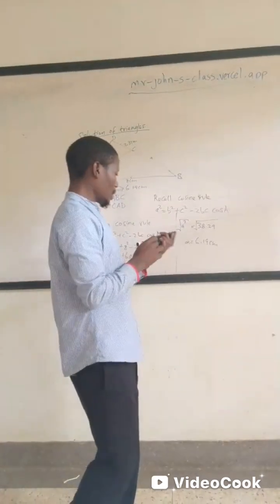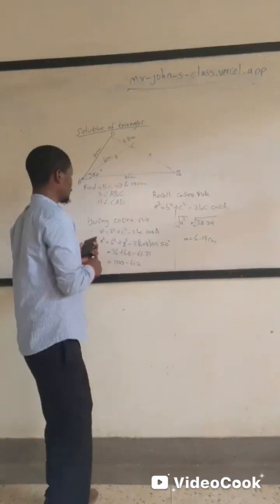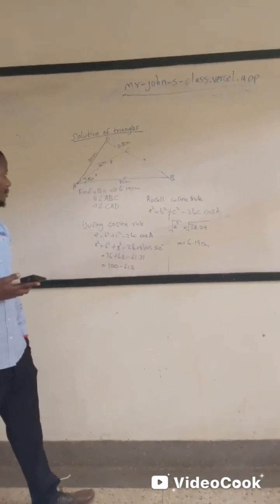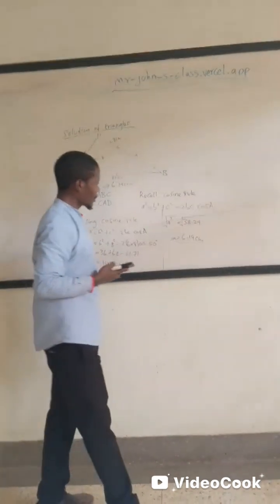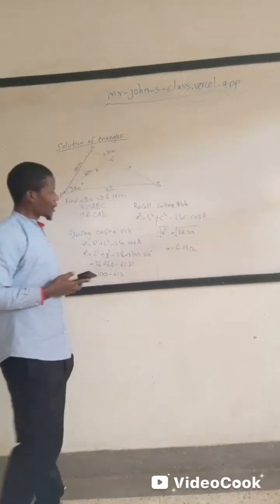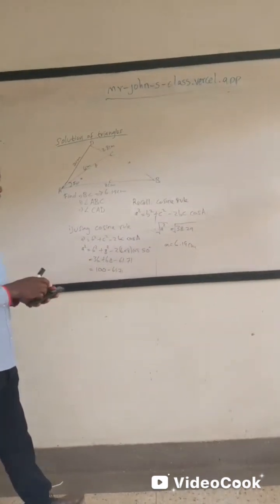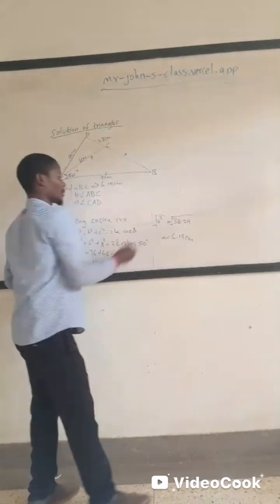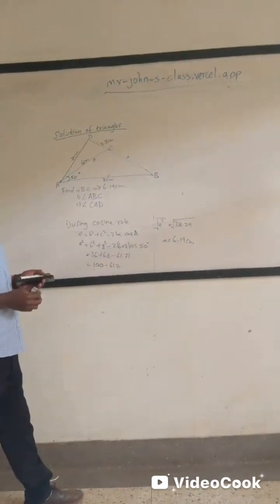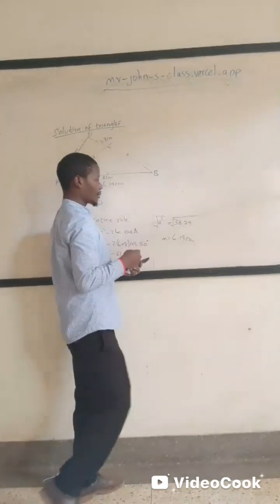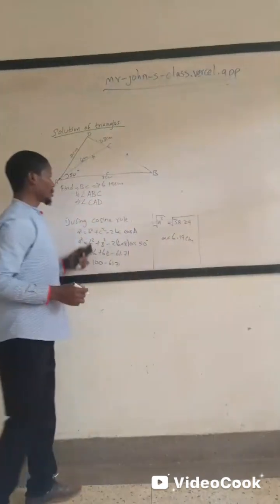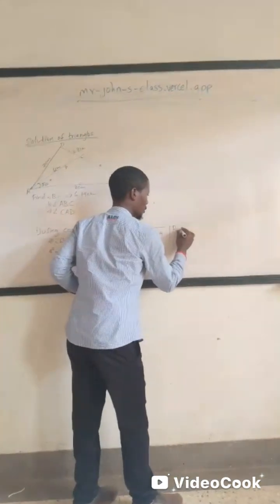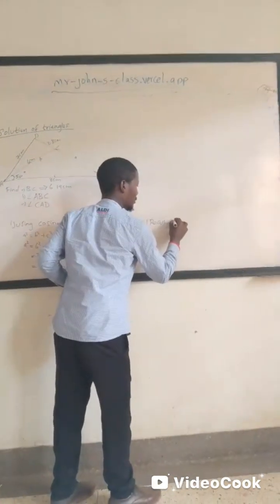So we work out now the second bit of it. We are going to get now the size of angle ABC. So we have to get the value of ABC. We are going to use a different approach. We are going to use what we call the sine rule.